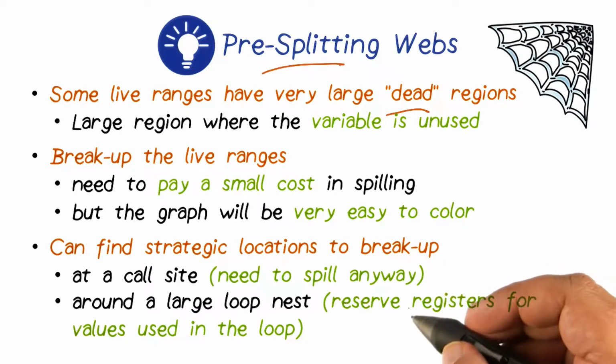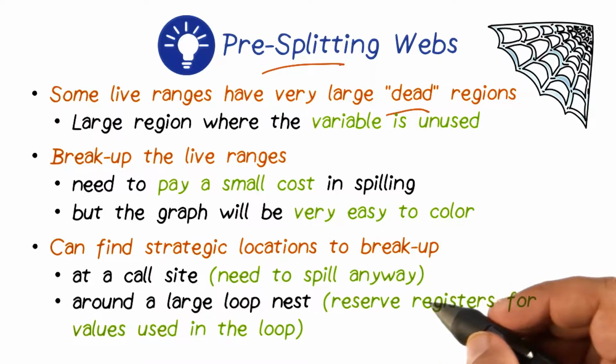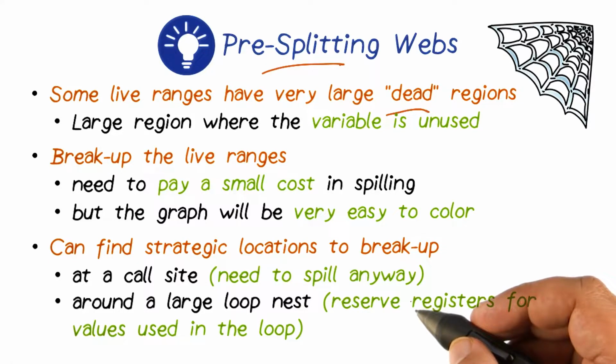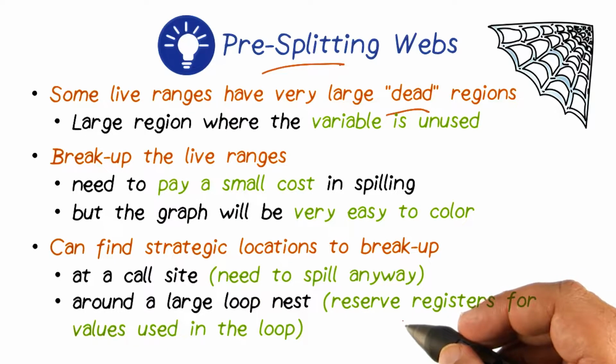And the second possibility of splitting, as we mentioned earlier, is around a large loop nest in which we are reserving those registers for those values which are declared and used within the loop nest. The language such as C allows one to declare loop local variables, and typically registers are given to those, and those are the premier candidates where the live ranges which are live through but have no uses within those loops can be split.